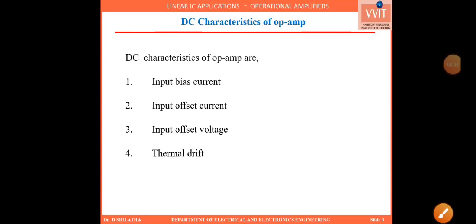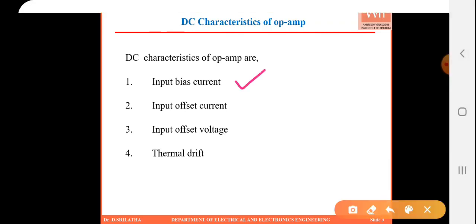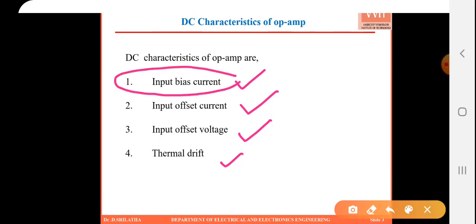Hi everyone. In this session, let us discuss the DC characteristics of operational amplifier. Here are the 4 DC characteristics of operational amplifier which we generally discuss. One is input bias current, second is input offset current, third is input offset voltage, and fourth is thermal drift. In this session, let us discuss the input bias current.